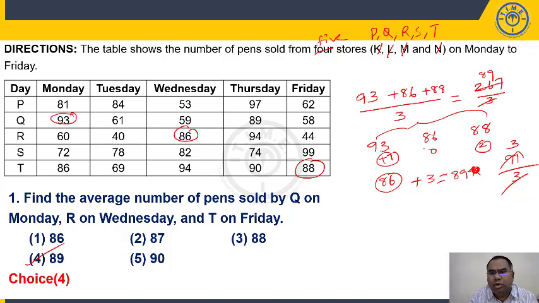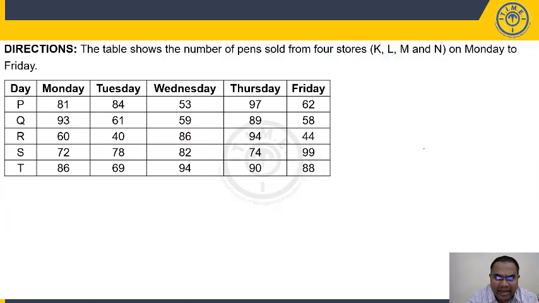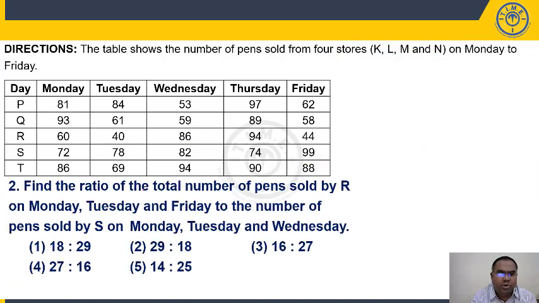It will be 3 more. So 86 plus 3, it is 89. Question number 2 on your screen, students. Ratio of total number of pens sold by R on Monday, Tuesday and Friday. R on Monday, Tuesday and Friday: 60, 40, 100, plus 44, 144.